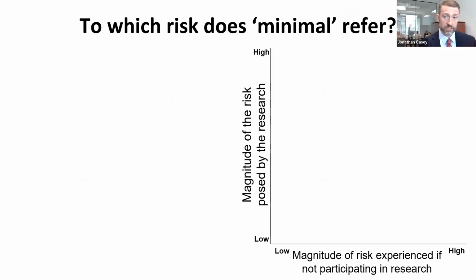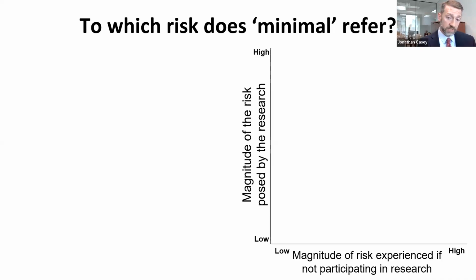To which risk does minimal risk refer? There are at least two types of risk that we could consider. There's the magnitude of risk experienced of not participating in the research. So the risk patients are experiencing if they're not in a trial. And those shown here on the x-axis, so things that are high risk for patients in their daily life are on the far right, and those that are low risk are on the far left.